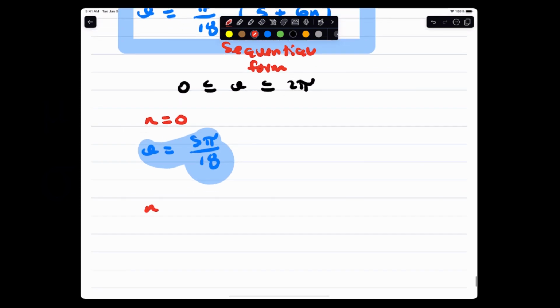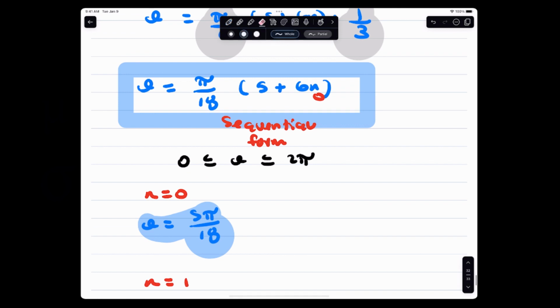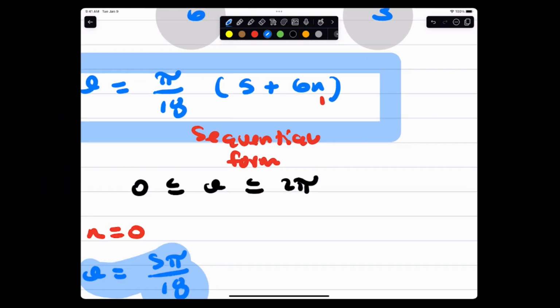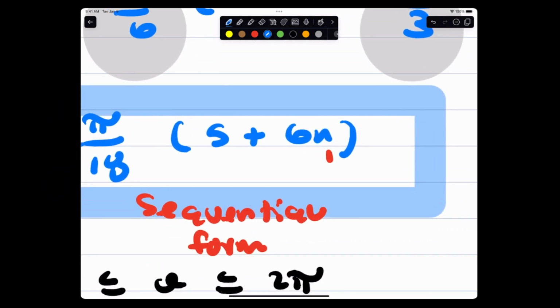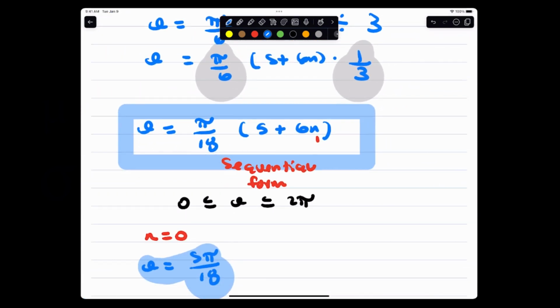What happens when n equals 1? Plug in now what? Over here, 1. What do you get for theta now? What's 6 times 1? Right? Isn't that 6? What's 6 plus 5? 11. So it'll be 11 pi over 18.